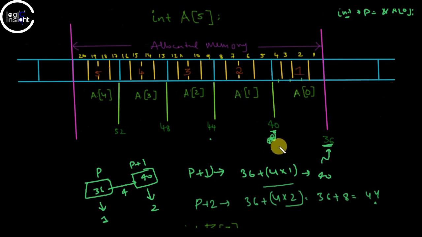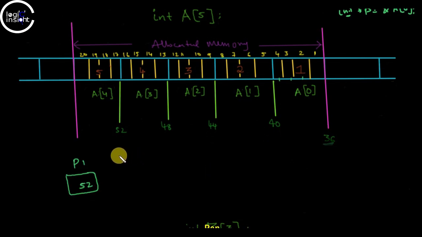Now the same logic applies to subtraction also. P1 equal to P1 minus 1. So what is the value present in P1? It is 52. If I subtract 1 from it, since in addition, if we add 1 to it, it is incremented by 4, in subtraction, if you subtract 1 from it, the value should be decremented by 4. Then P1 consists of 48. So first we can fetch this element. Now by decrementing by 1, we can fetch this element.